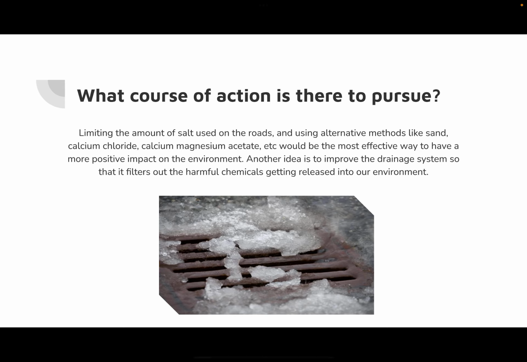What courses of action is there to pursue? Limiting the amount of salt on the roads and using alternative methods like sand, calcium chloride, calcium magnesium acetate, etc. would be the most effective way to have a more positive impact on the environment. Another idea is to improve the drainage system so that it filters out the harmful chemicals getting released into our environment.